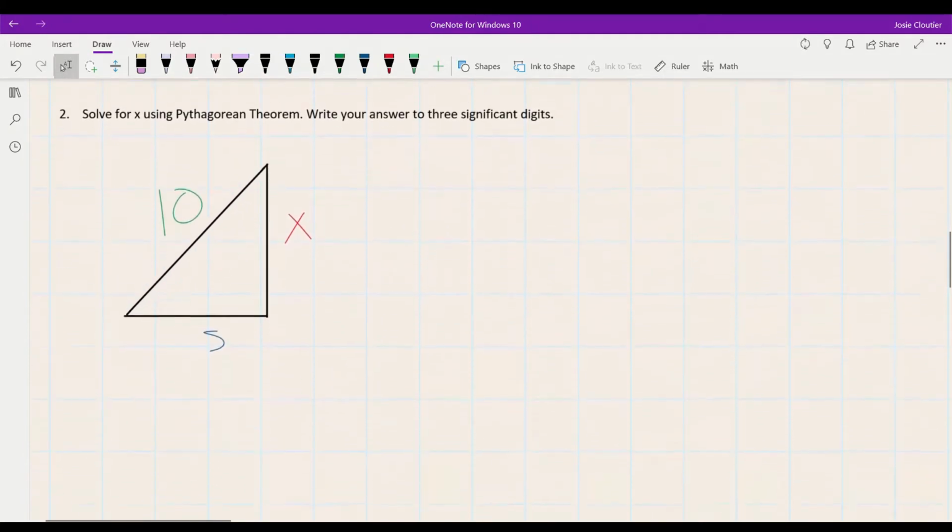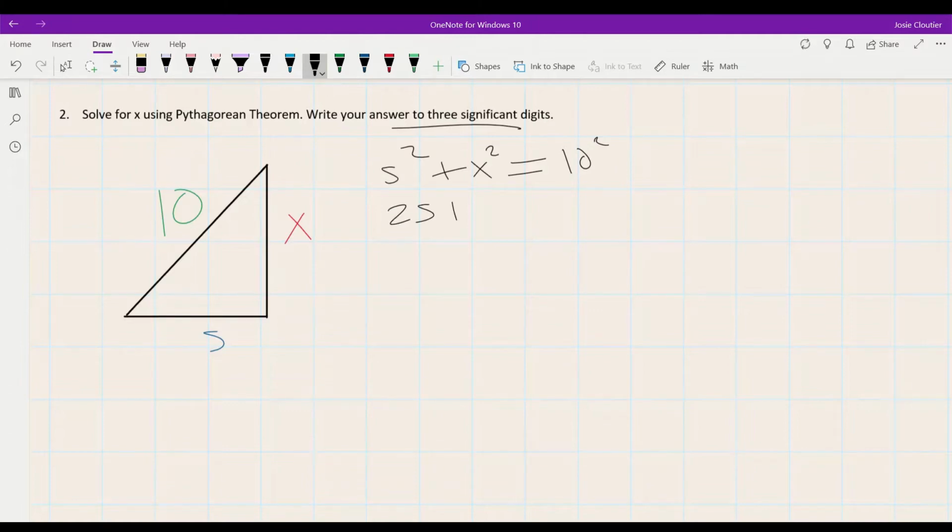Alright, let's move on. Solve for x using the Pythagorean theorem. Write your answer to 3 significant digits. So, 5 squared plus x squared is equal to 10 squared. 25 plus x squared is equal to 100. x squared is equal to 75. x is equal to the square root of 75.